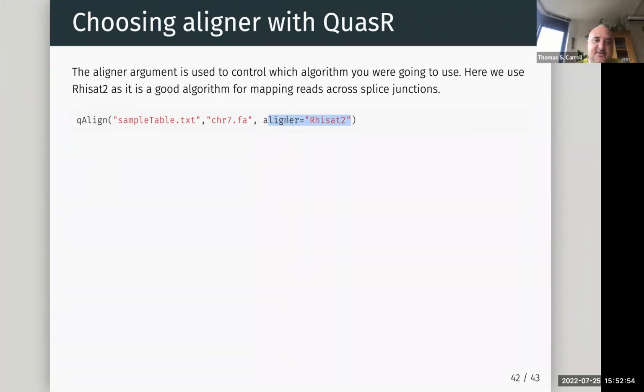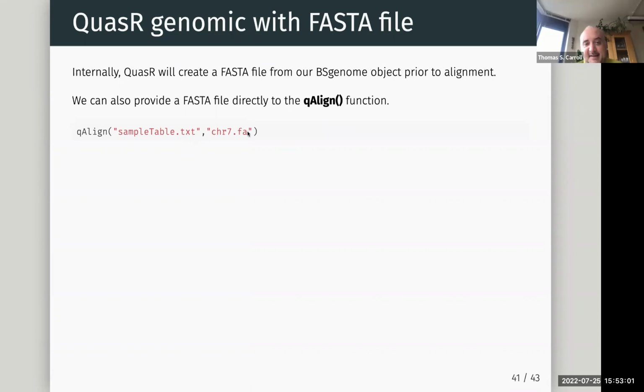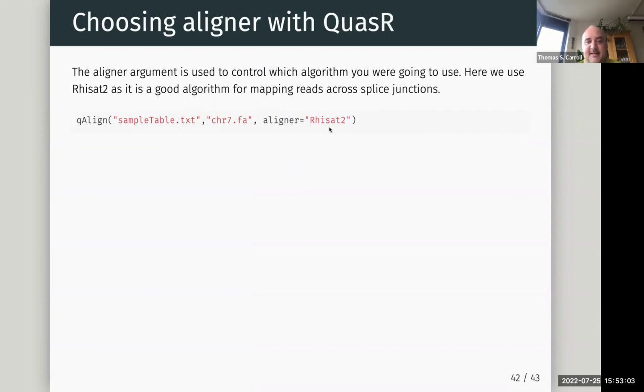Remembering though, because we're using a new aligner, it's going to make a new index. So if you did run it like this, and then you ran it like this, it's still going to have to build a new index because we're running a different aligner under the hood.